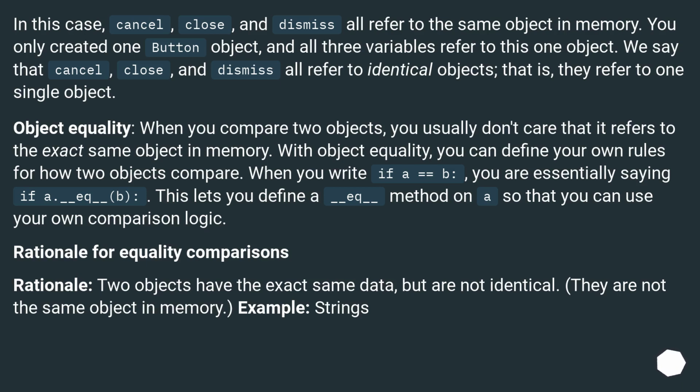Rationale for equality comparisons. Rationale. Two objects have the exact same data, but are not identical. They are not the same object in memory. Example, strings.